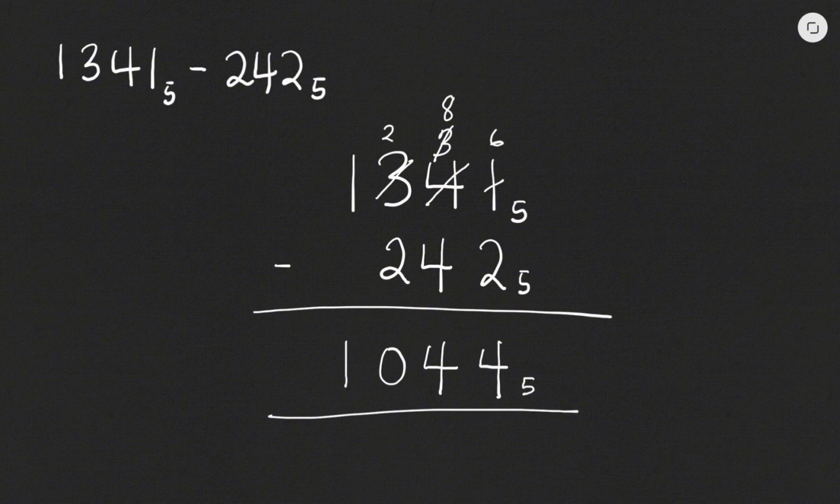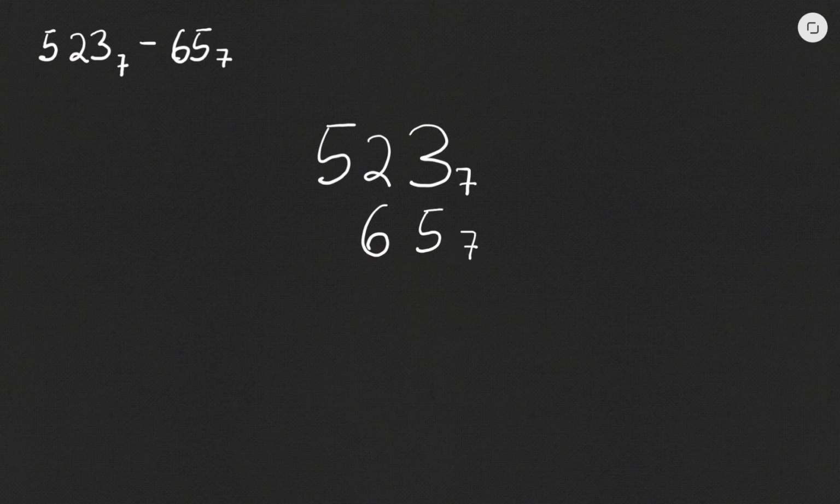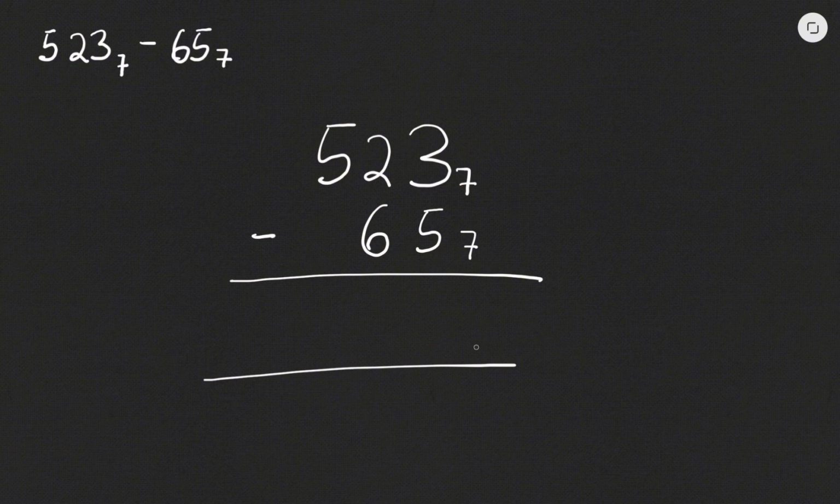All right, so let's proceed to look at another example. We are to evaluate 523 base 7 minus 65 base 7. Okay, so let's proceed to look at the solution to this problem. I have 523 in base 7 and then 65 in base 7. Let me maintain the base 7 over here.